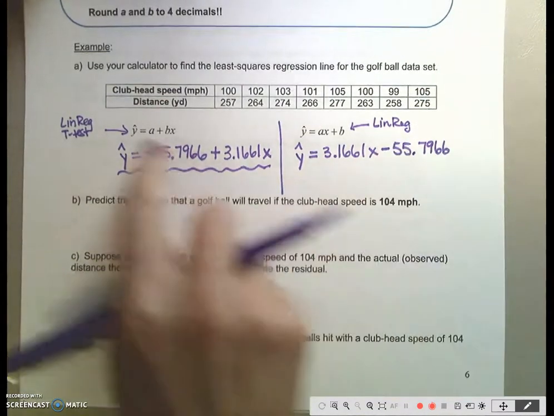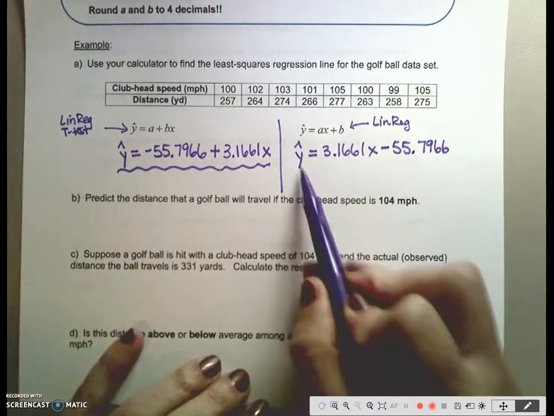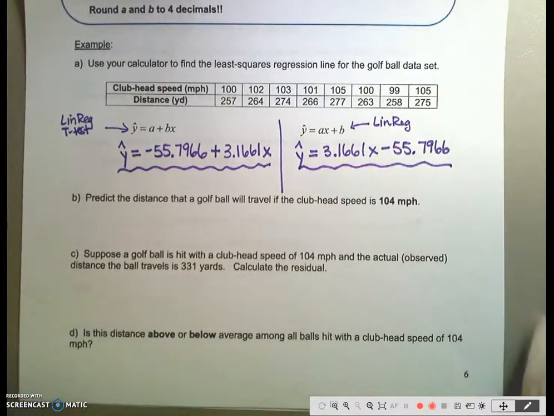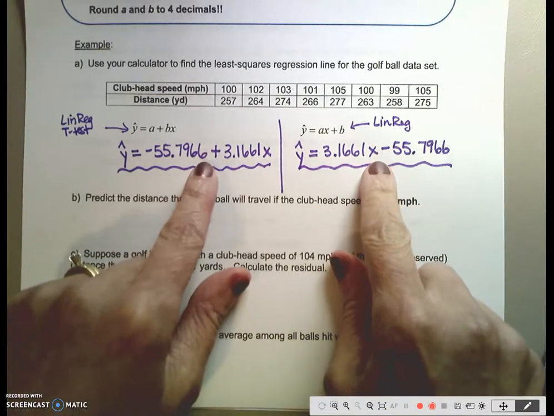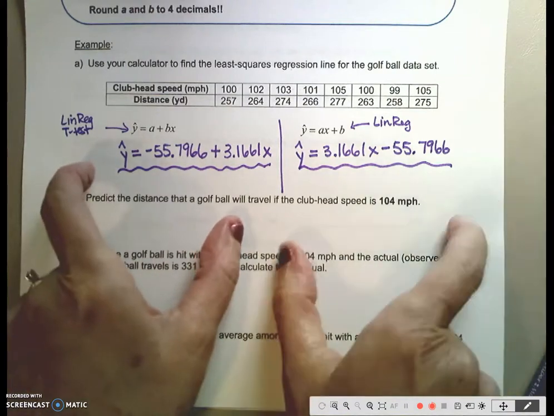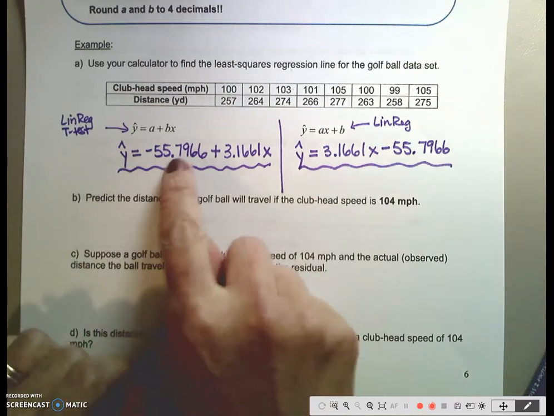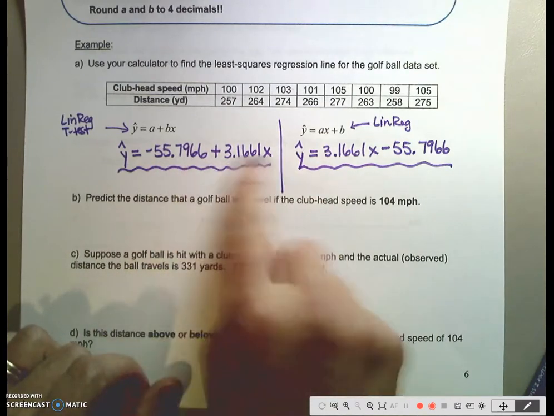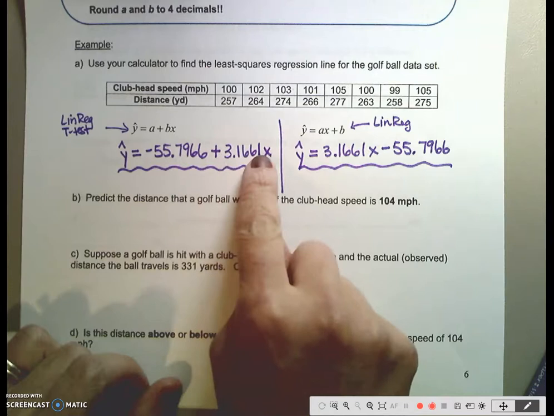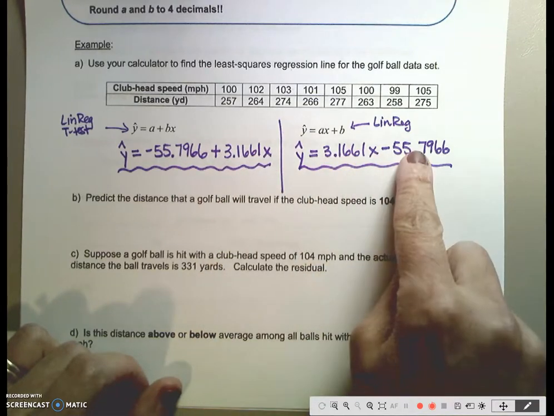Okay. I want you to look at both of these. LinReg, and this is LinReg t-test. Okay. They look different, but they're the same line. I want you to convince yourself that these two are the same thing. It's just they took the piece with the X and the piece that doesn't have the X, and they switched them. That's all they did. This starts with the number, ends with the 3 point whatever X. This starts with the 3 point whatever X and ends with the number.